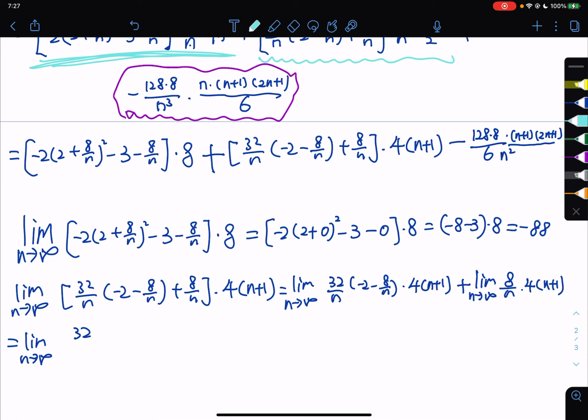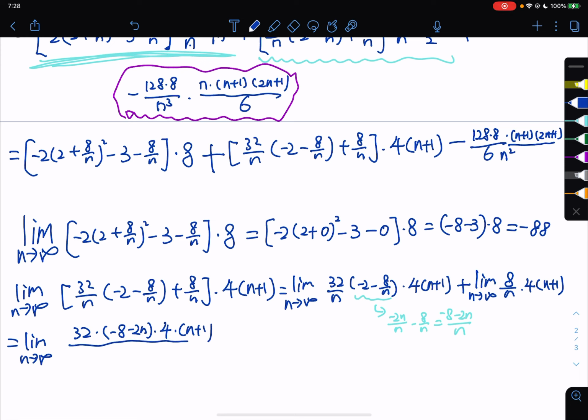Let me do this before I try to write it a little bit prettier. It's negative 2n over n minus 8 over n, namely negative 8, negative 2n over n. So I can write it as 32, negative 8 minus 2n, 4n plus 1. And the denominator is n and m, right? So this is how I can freeze the first one.